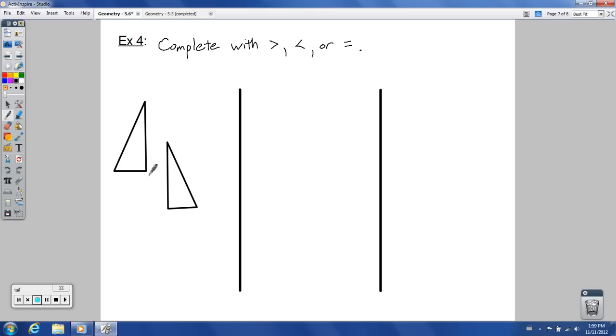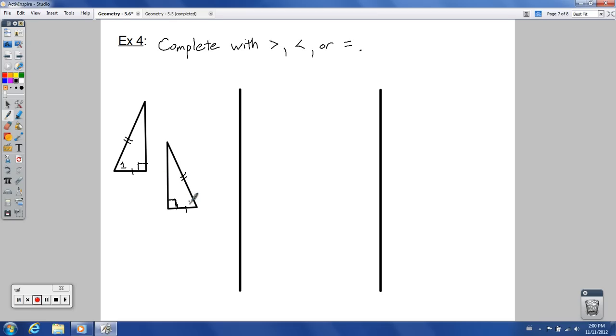Just going to draw those in. Not my best work there, but I hope you get the point. That's what we're going to say is a right angle. We're going to say this is angle 1. This is congruent to this side, and the hypotenuse congruent to the hypotenuse.